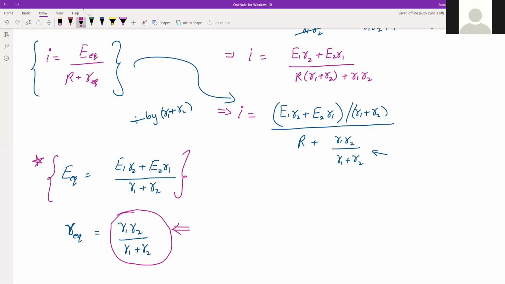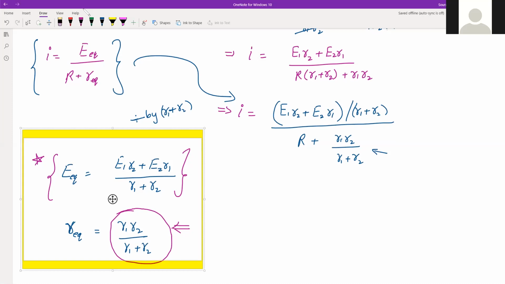So the formula for equivalent resistance and equivalent EMF is the one which you are seeing right now. This is the formula in case of parallel, in case when the cells are in parallel.